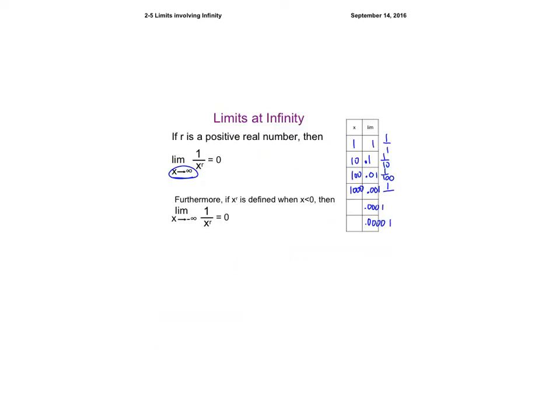Here's a little theorem that we can use, or just a little fact. So at infinity, if r is a positive real number, then the limit as x approaches infinity of 1 over x to the r power would be 0. And that's simply because x becomes larger and larger and larger. Furthermore, if x is less than 0, then the limit as x approaches negative infinity would also equal 0. And that's because the magnitude of x is still getting very, very large. So it's approaching 0, just from the other side.